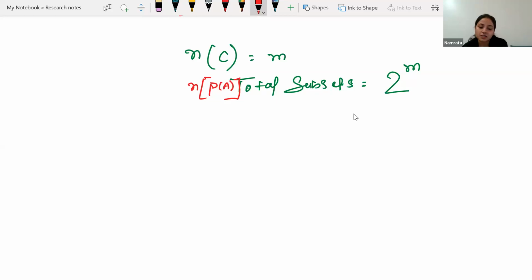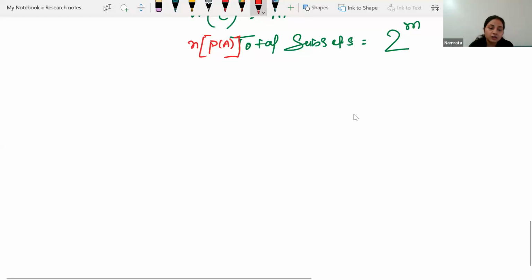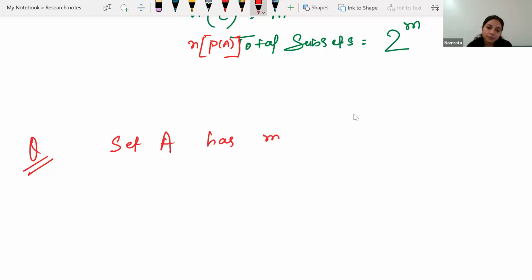This is a very basic concept, and on this basic concept we have one question from JEE, and that too a 2020 previous year question. So let me take the question. Set A has M elements and set B has N elements.